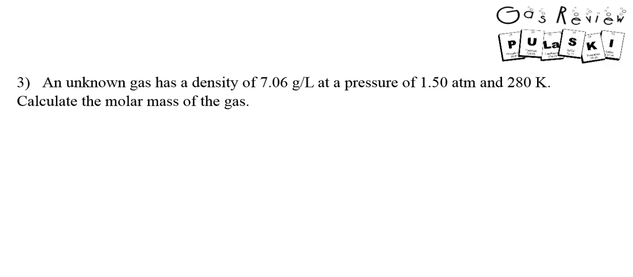Okay, changing gears. An unknown gas has a density of 7.06 grams per liter at a pressure of 1.5 atm and 280 Kelvin. Calculate the molar mass of the gas. I think you should all be able to do this. Shouldn't take all that long. Make sure we have the proper units. Let's give it a shot. Go for it.